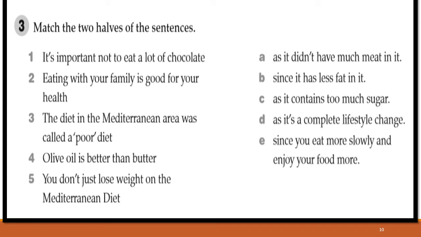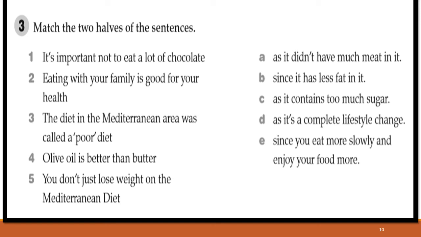A. As it didn't have much meat in it. B. Since it has less fat in it. C. As it contains too much sugar. D. As it's a complete lifestyle change. E. Since you eat more slowly and enjoy your food more. So now we need to match part 1 with part 2 to give me a completed sentence using since and as for reasons. Yes, let's start checking together.